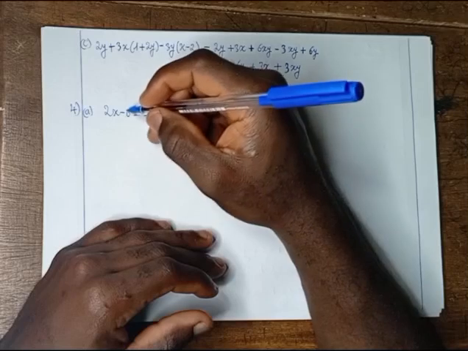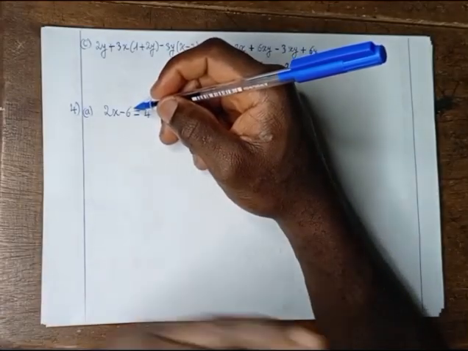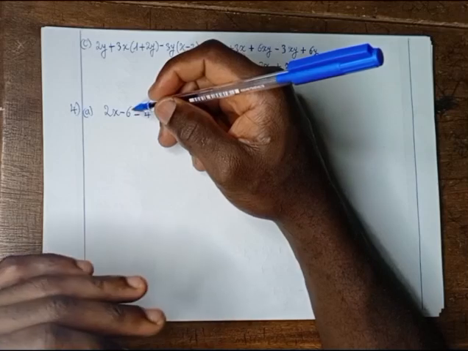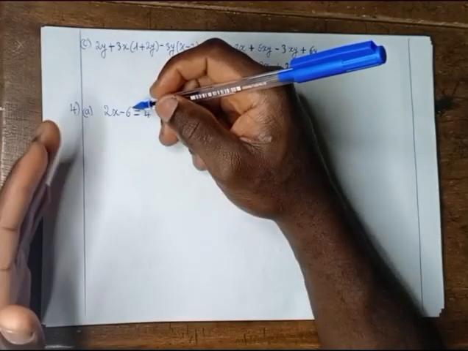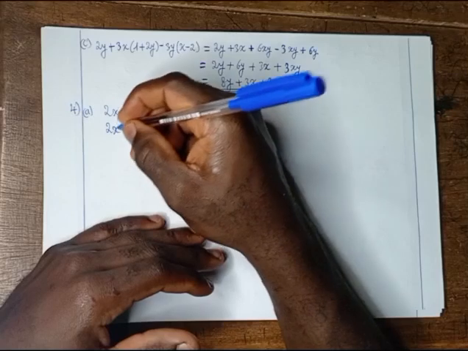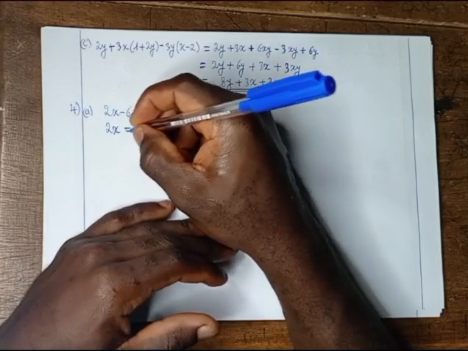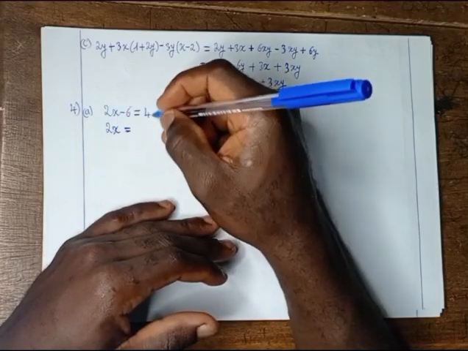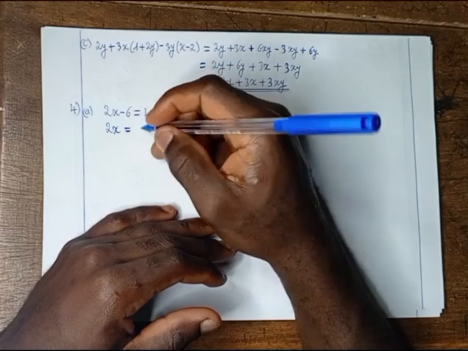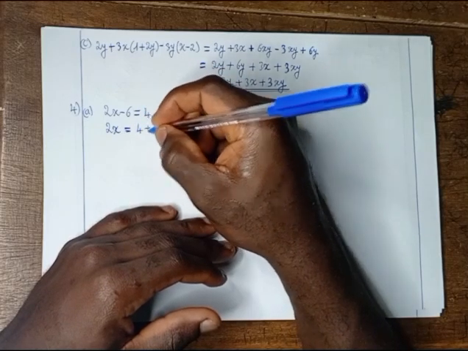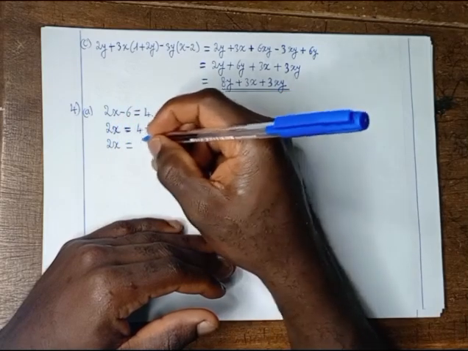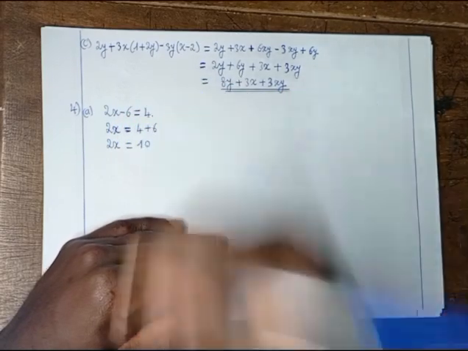For us to get that value of x, we simply need to make x the subject of formula. That means we make x to be alone at one side of the equation. 2x will be equal to, we are going to transfer negative 6 to the right hand side. When it crosses the equality sign, it becomes positive. 4 plus 6. This will give us 2x to be equal to 4 plus 6 is equal to 10.